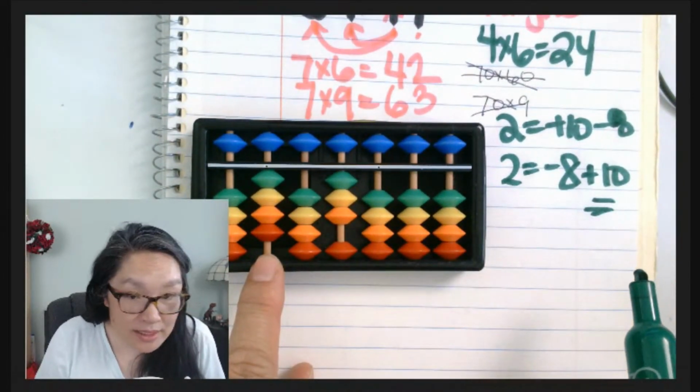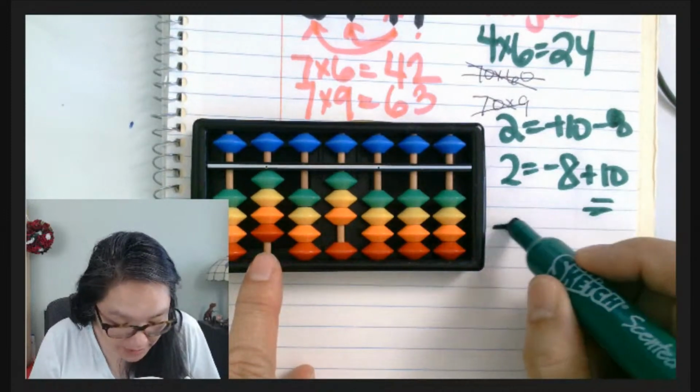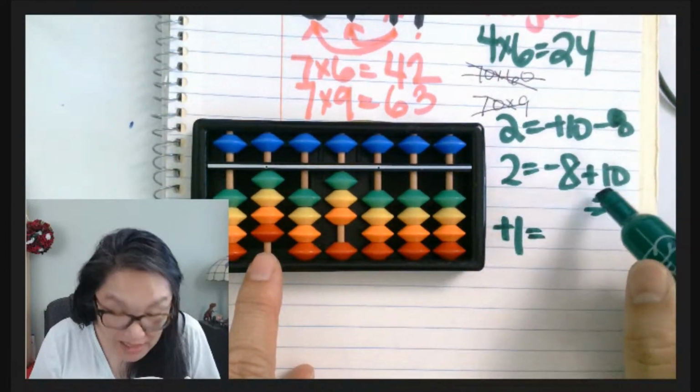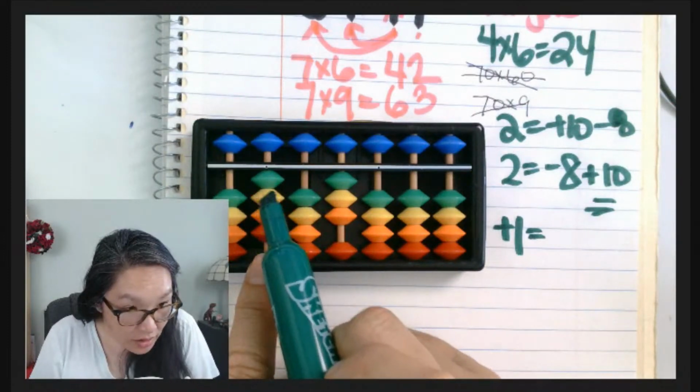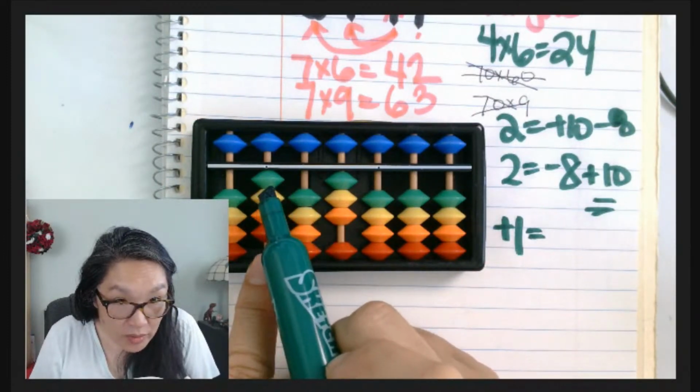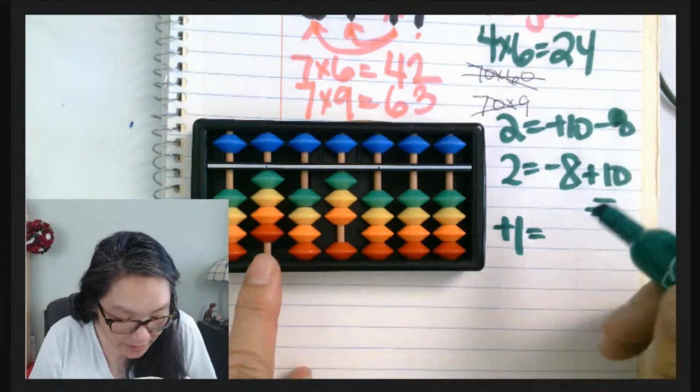Notice I cannot plus the 10. So if I can't plus the 10, what do? Plus the 1 is the same thing as plus the 10. It just means that I'm on this side, right? So I just need to go here to this side and plus the 10.